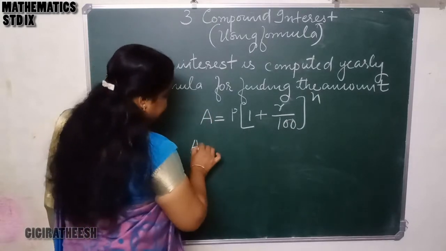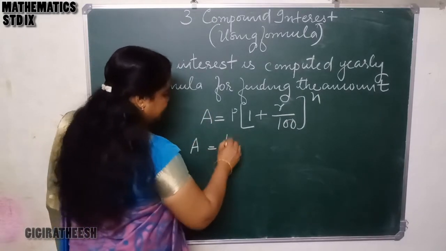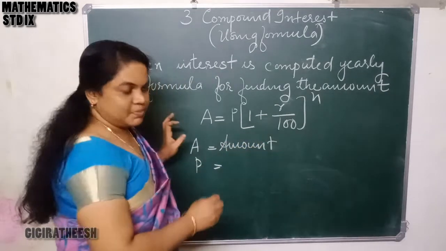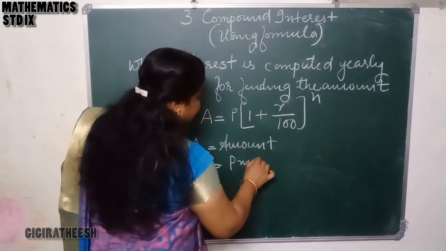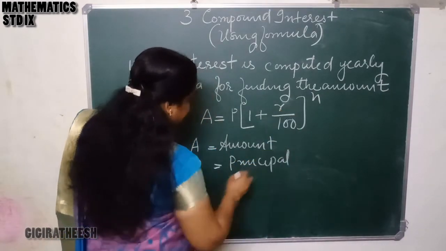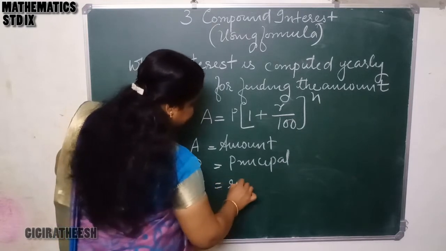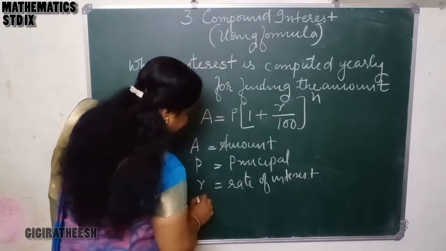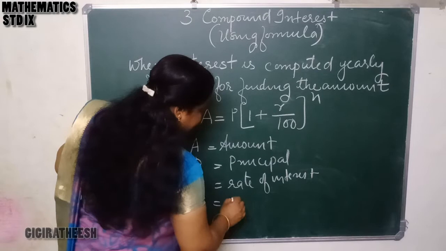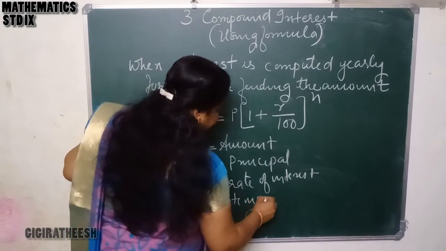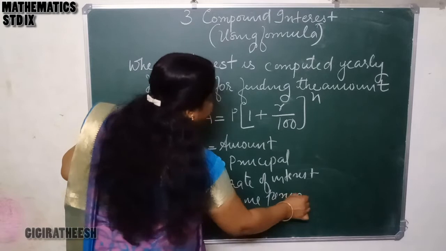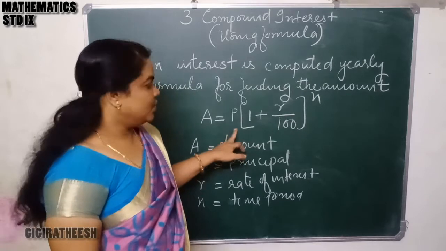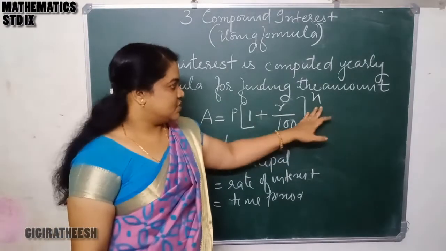What is A? A is the amount. P is the principal, and R is the rate of interest, the rate percentage. N is the time period. This is the formula for finding compound interest yearly: A is equal to P into 1 plus R by 100, the whole raised to N.